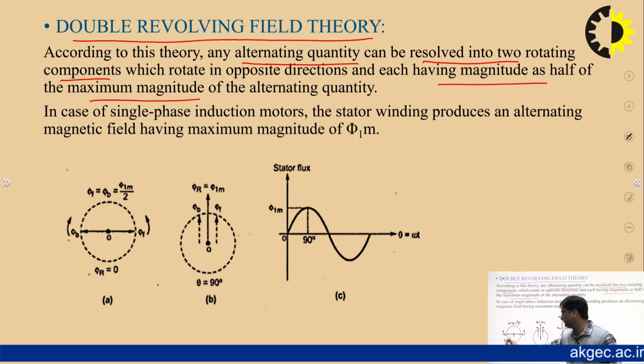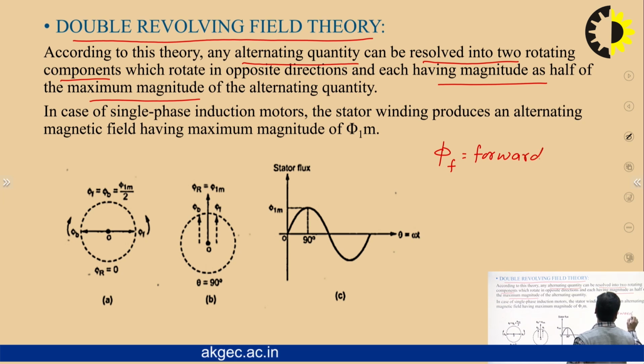If you can see this figure, we have two fluxes, which are the two components of this stator flux. One is called the forward flux, or forward rotating flux, and one is called the backward rotating flux, or backward flux, as you can see here.